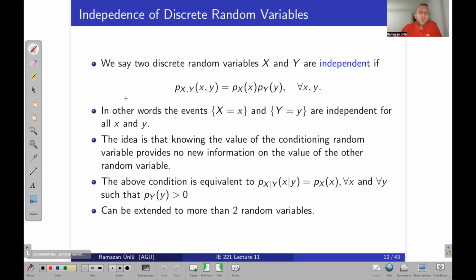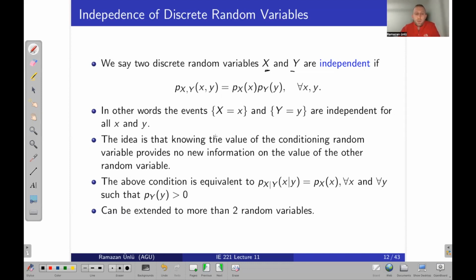We say two discrete random variables X and Y are independent if the joint probability mass function of them is equal to the product of the marginal PMFs of them for all X and Y pairs. In other words, the events X and Y are independent for all X and Y pairs. Again, the main logic is the same: a variable will not give extra information about the other variable, and will not change the probability of the other one.